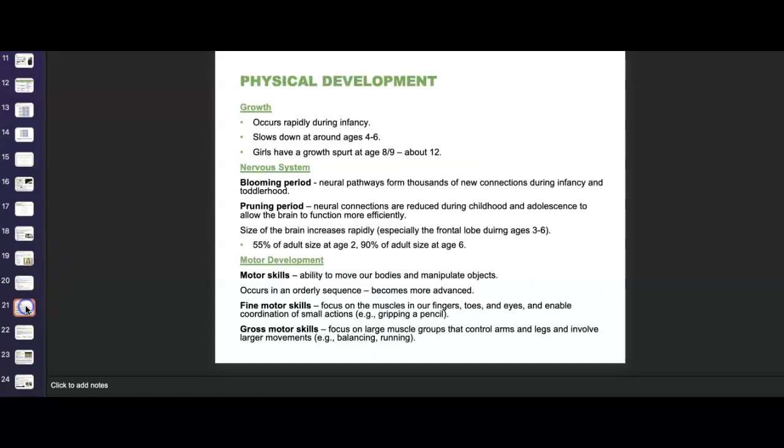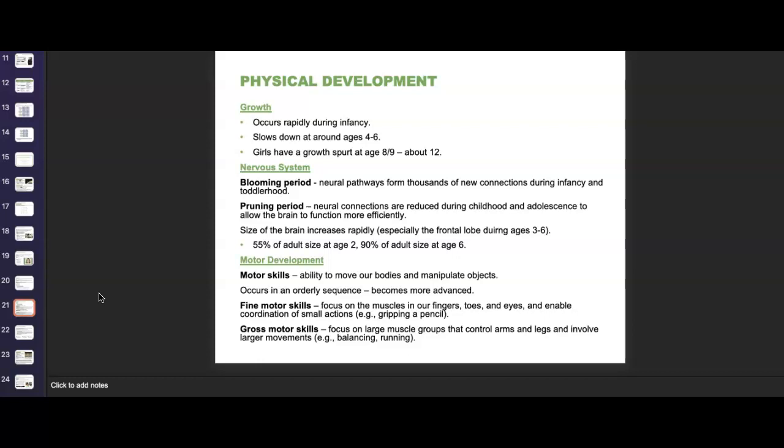Now, their physical development. Growth occurs rapidly during infancy in this newborn stage, and then begins to slow down around ages 4 to 6. Girls have a growth spurt around ages 8 and 9, boys at around 12.